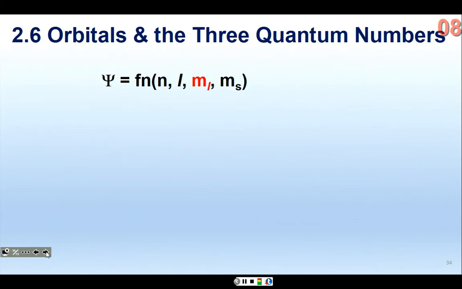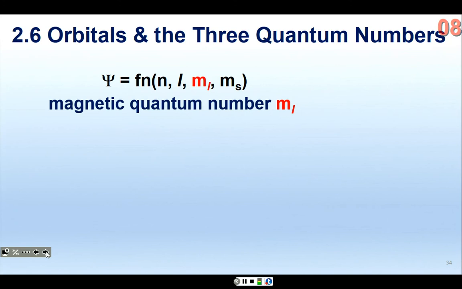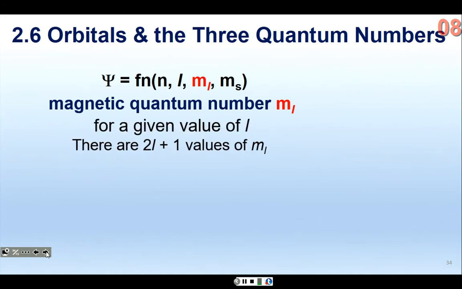All right, now continuing. Psi, the Greek letter, is a function of a set of 3 quantum numbers plus 1 more. We've described n and L so far. What about m sub L? That one is the magnetic quantum number, as L was angular and n was principal. m sub L is typically an italicized letter, though it's not always obvious in our representations. For a given value of L, there will be 2L plus 1 values of m sub L, the magnetic quantum number. How does that work?